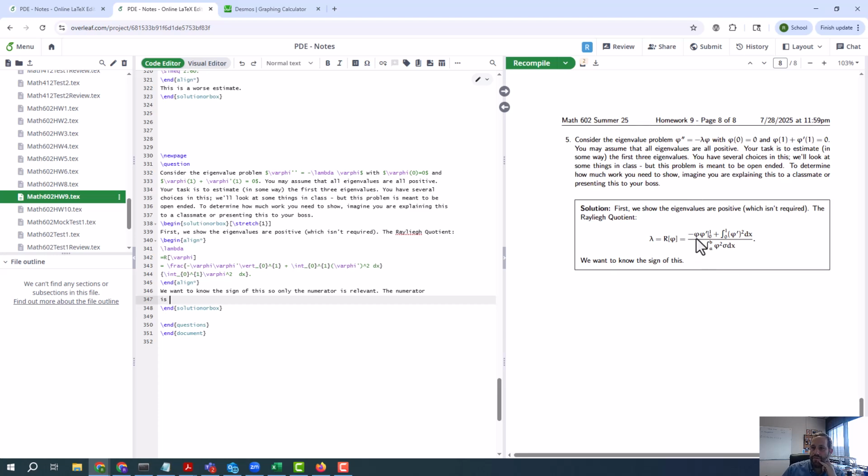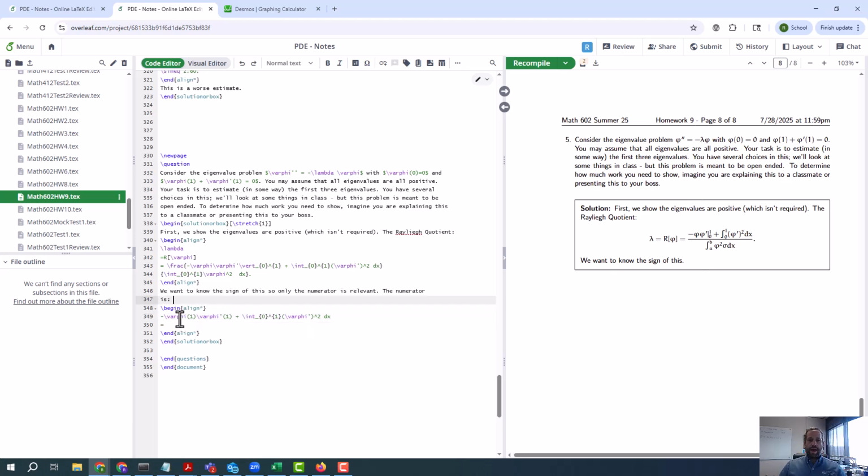Well, phi of 0 is 0, so we only have this top boundary term. The numerator is going to be minus phi of 1, phi prime of 1, because if you plug in 1, you get phi of 1, phi prime of 1, plus the integral from 0 to 1 of phi prime squared dx.